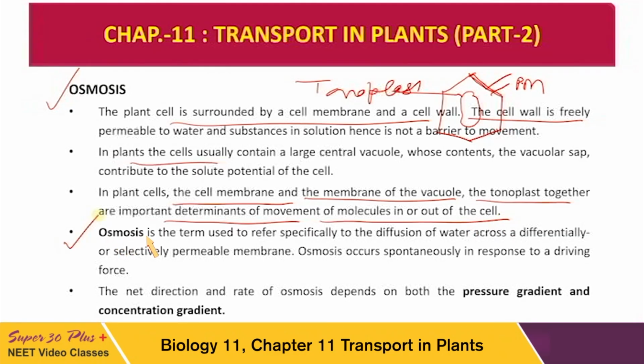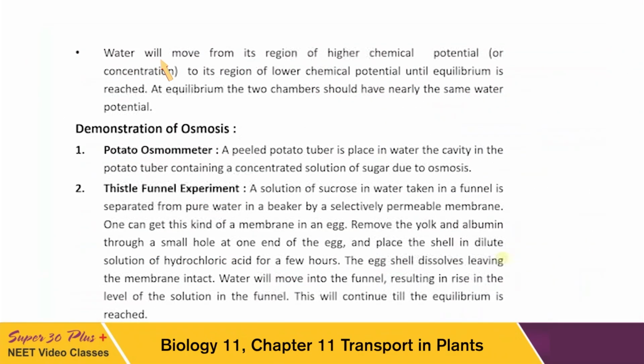What is osmosis? The term is used especially for diffusion of water across a differentially or selectively permeable membrane. The plasma membrane is selectively or differentially permeable. Osmosis occurs spontaneously in response to a driving force, and it depends on the concentration gradient and the pressure gradient. Water moves from a region of higher concentration, higher water potential, to a region of lower concentration until equilibrium is obtained.